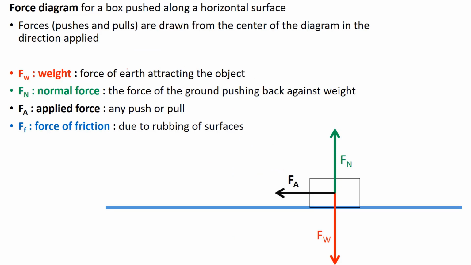Okay, so this is just more of what I just said a second ago. You've got weight, Fw, Fn, normal force, Fa, applied force, Ff, force of friction. And then the thing to note is that all of these, since they're force, will have the unit of the Newton.